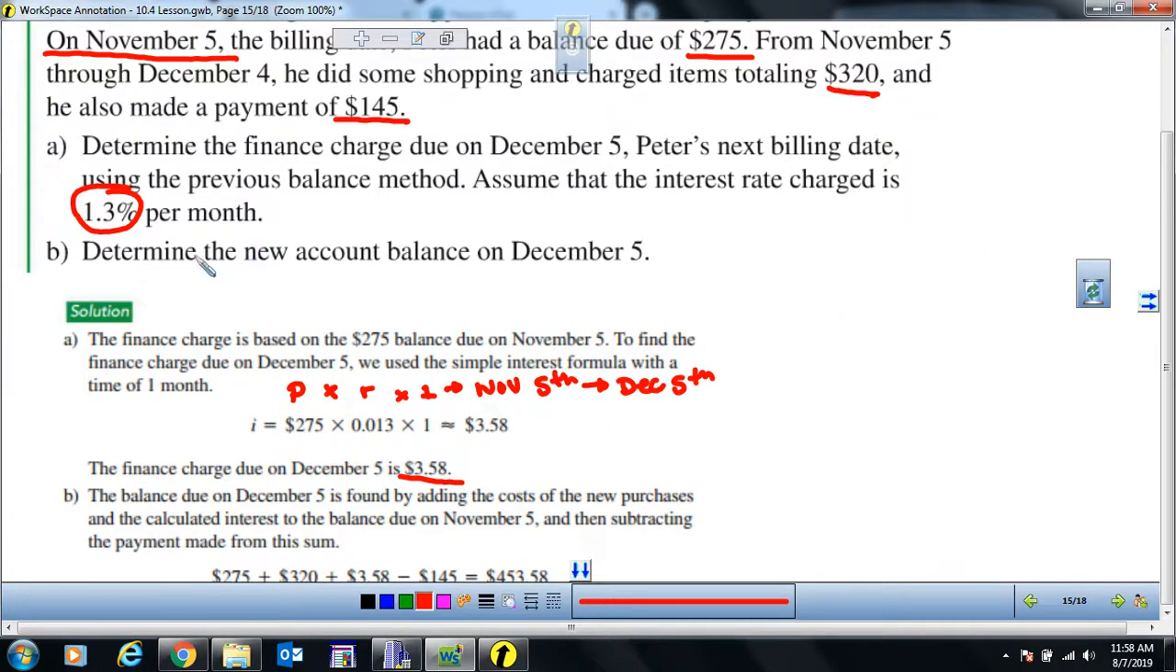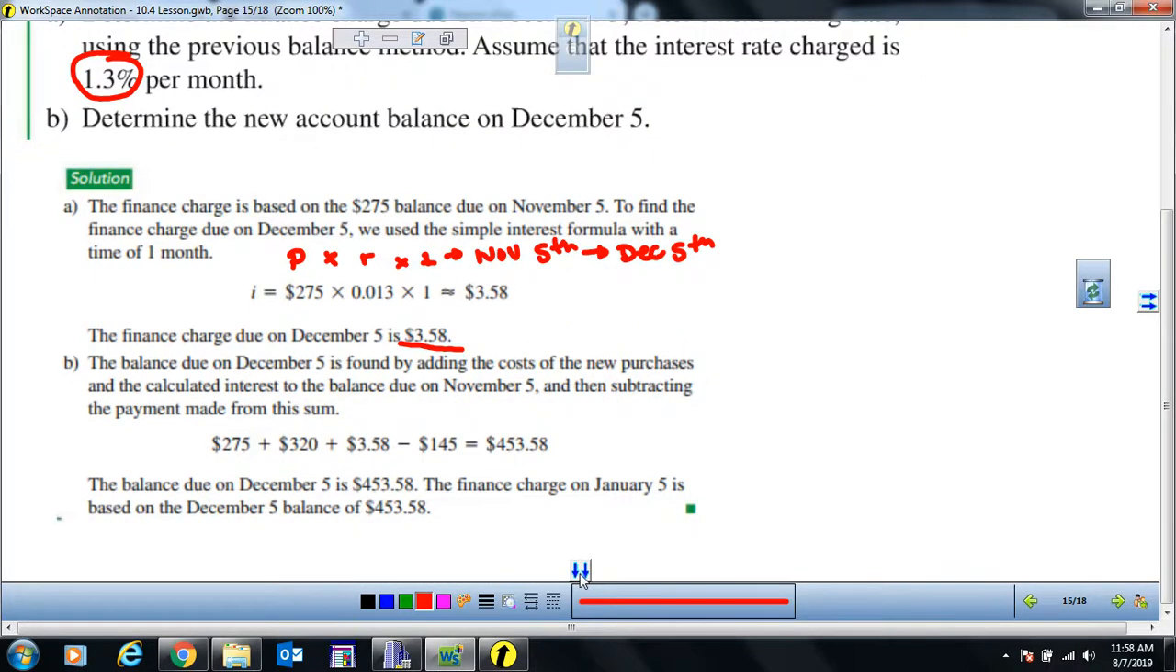Then on B it says determine the new account balance on December 5th. So solution for letter B reads, the balance due on December 5th is found by adding the cost of the new purchases and the calculated interest to the balance due on November 5th, and then subtracting the payment made from this sum. So this is the balance that was due on December 5th, right?